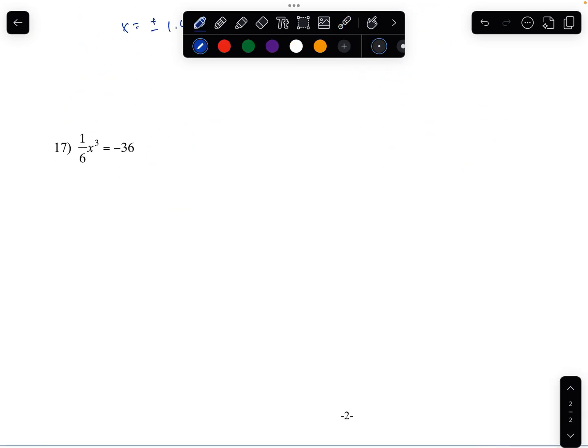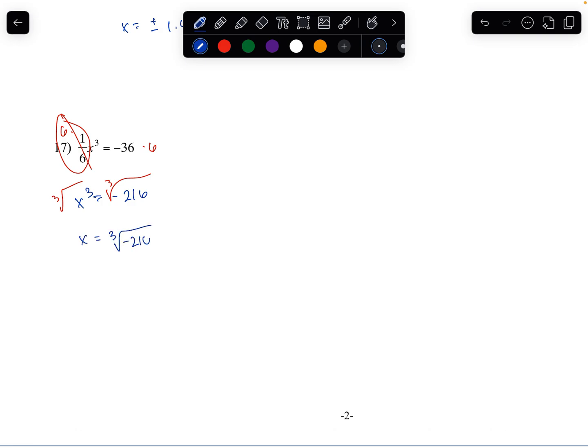Okay, and then here, trying to get this by itself, so I'm actually going to multiply both sides by 6 because 6 is the reciprocal of 1/6, so those would cancel. So I get x to the third is equal to 36 times 6, which is going to be negative 216. I'm going to use a cube root. Okay, x is equal to the cube root of negative 216, which I already know will be negative 6, because negative 6 to the third power is negative 216.